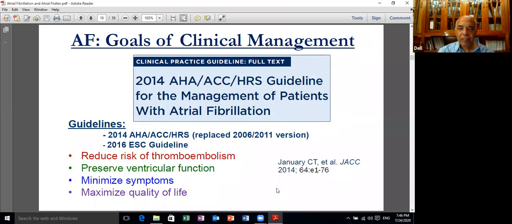So what is the aim of treating atrial fibrillation? The aim is not to eradicate atrial fibrillation because that is impossible. So right from the beginning, the patient should understand that we are trying to attenuate or decrease the burden of atrial fibrillation and not to eliminate it totally. This occurs only in very few exceptional circumstances. So the aim is to reduce the risk of thromboembolism, preserve ventricular function, and prevent the development of tachycardiomyopathy, minimize but not eliminate the symptoms because this is impossible, and improve the quality of life.